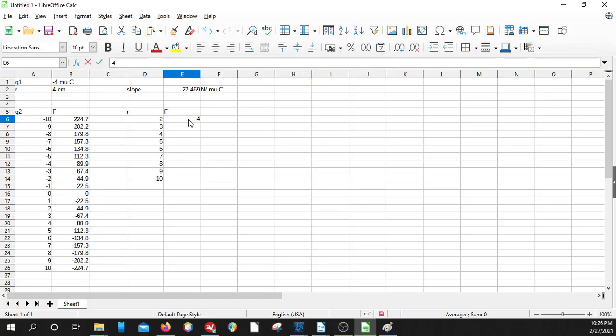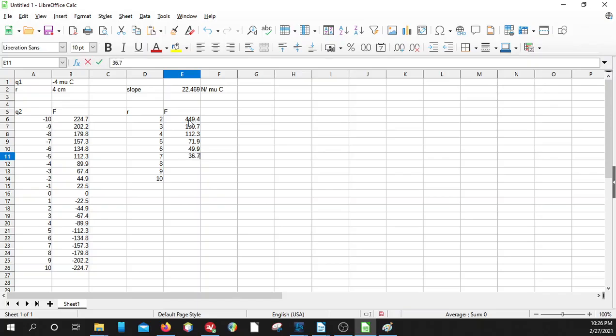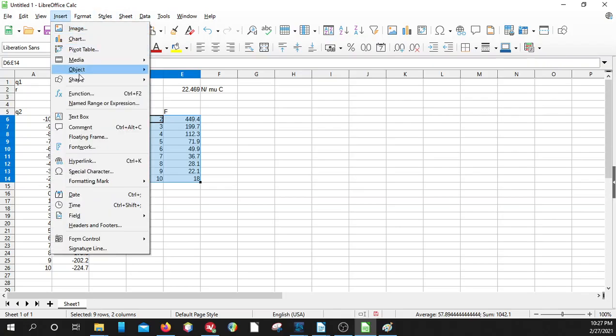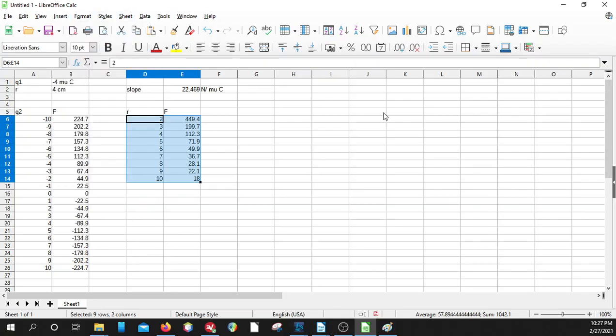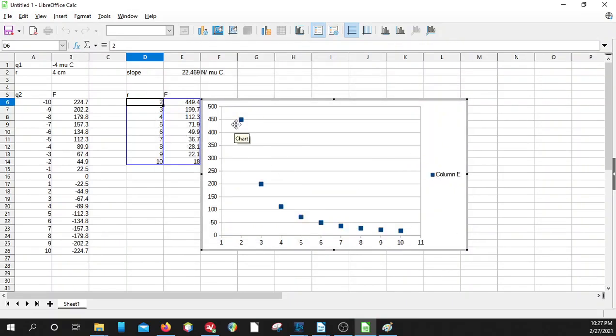So I'm going to write down the values I had. And again, yours will probably be different. You can pick whatever you want for your charges. Oh, anything they let you pick anyways. All right, so here's the data. And this should give us an inverse square law, so let's see what we get. Insert chart, XY scatter. And yeah, we can see it looks like an inverse square law.